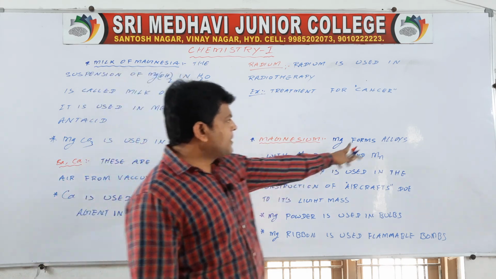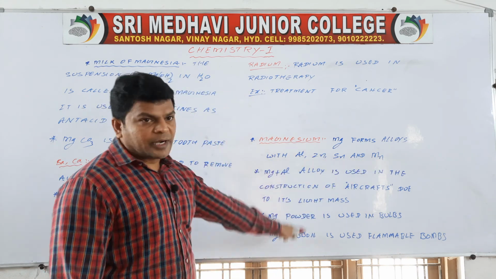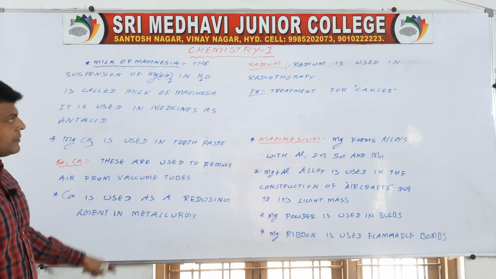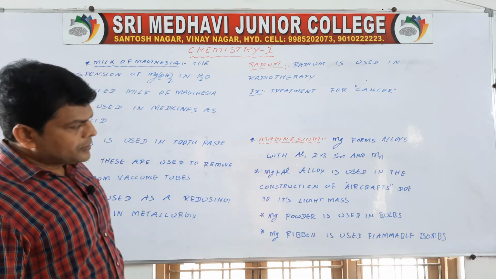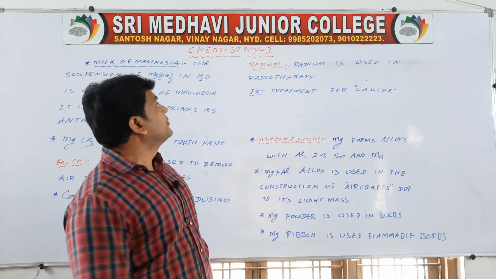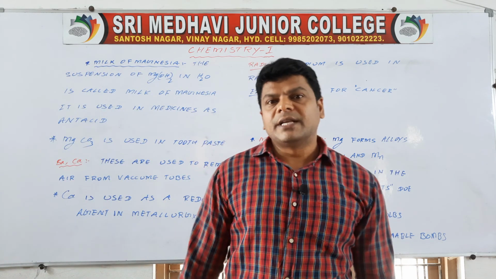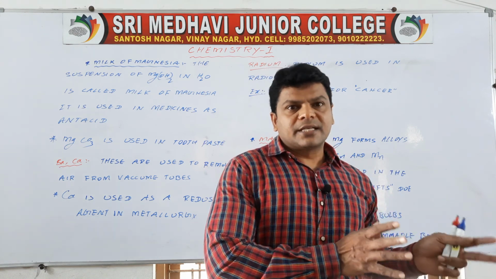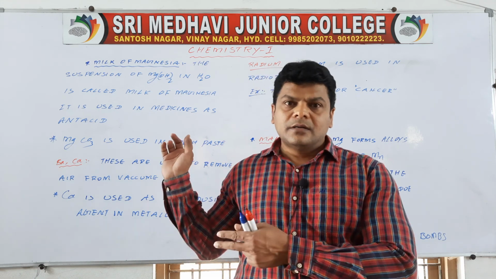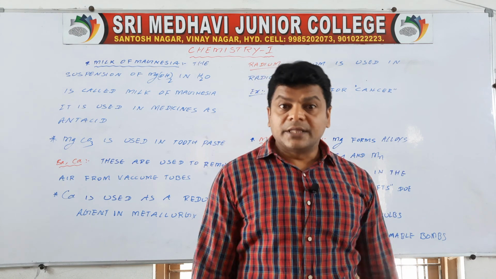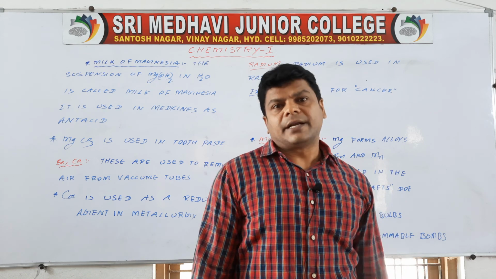Magnesium forms alloys with aluminum, zinc, tin and manganese. So you have to write first magnesium, then continue here. Uses of magnesium and the remaining elements present in the second group. So what we discussed in this class is the chemical properties of second group elements and uses of beryllium, magnesium, barium, calcium and radium.